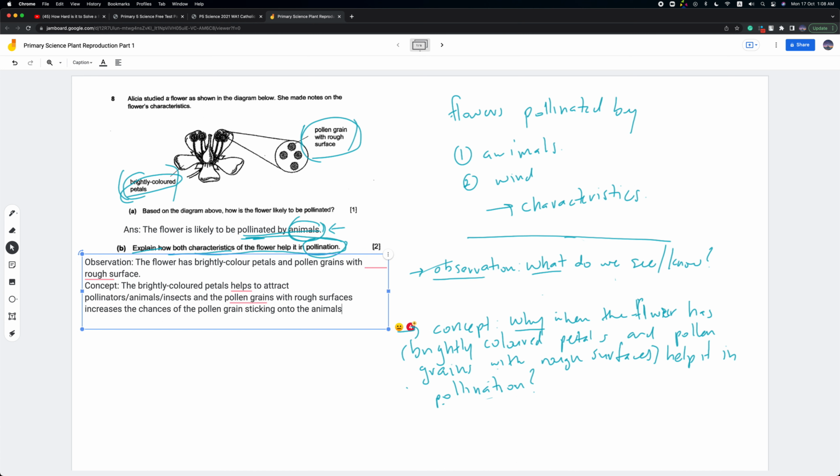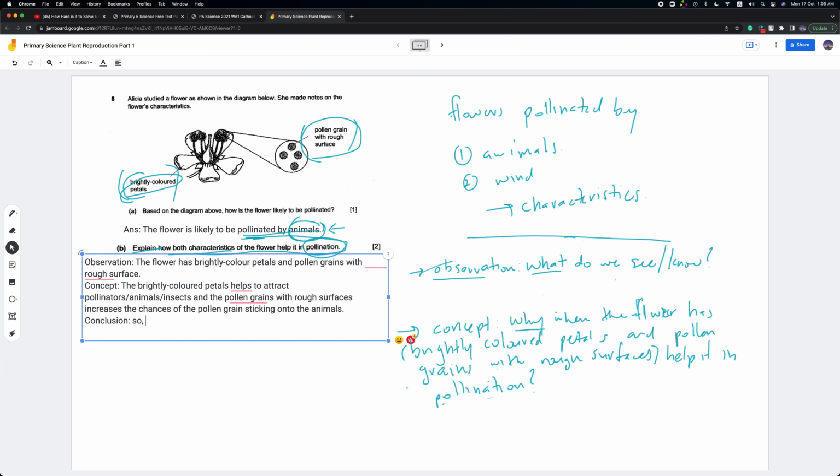Okay, pollen grain sticks onto animals. For this case, which is a flower that is pollinated by animals. So you can see, quite straightforward. Just taken from your textbook or from your notes. And the last part is the conclusion, lifted from the question. And I've mentioned before, the conclusion is the easiest.